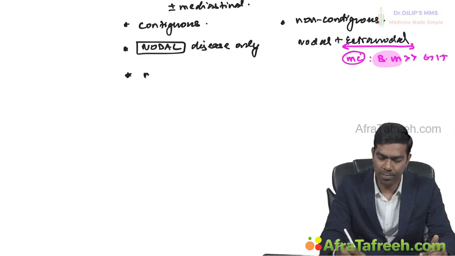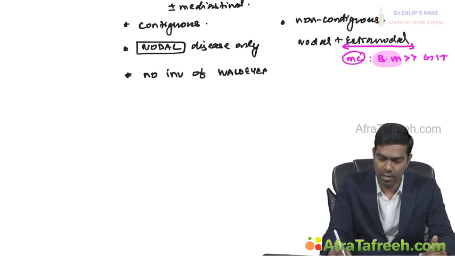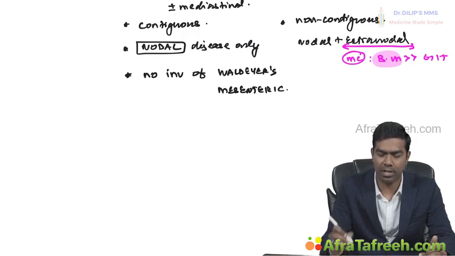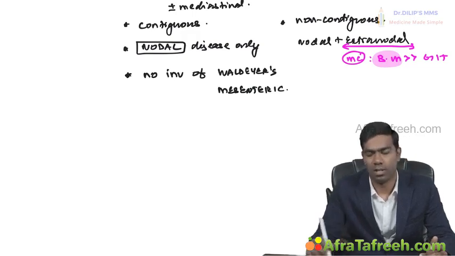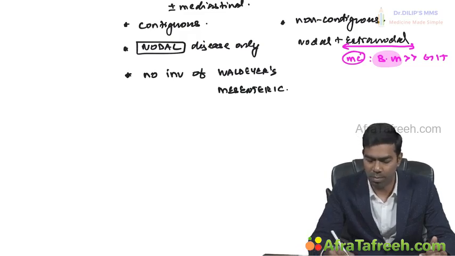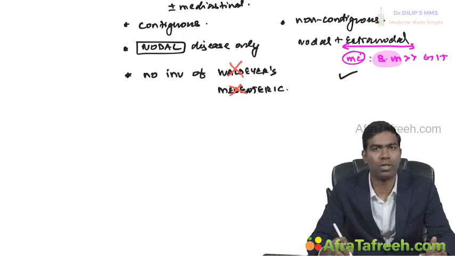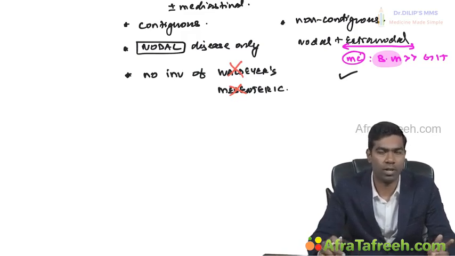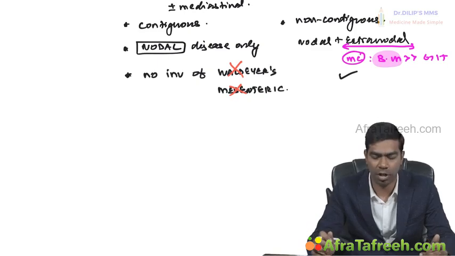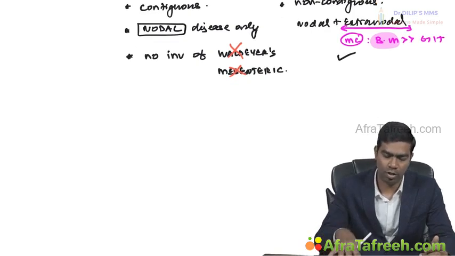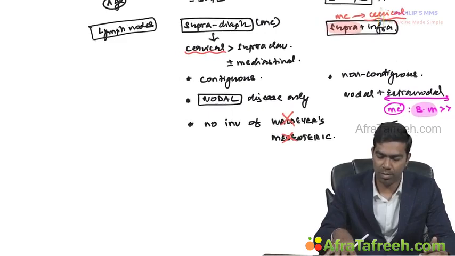And there won't be any involvement of two important things. One is the Waldeyer ring, and the second one is the mesenteric nodes. You don't involve the Waldeyer ring and the mesenteric nodes in case of a Hodgkin lymphoma. Very important point. Multiple times asked question. No Waldeyer ring or mesenteric node involvement, whereas both can be involved in a non-Hodgkin lymphoma. Mesenteric node involvement as well as Waldeyer ring involvement is common in case of NHL, non-Hodgkin lymphoma. So these are some of the important things about the lymph nodes.